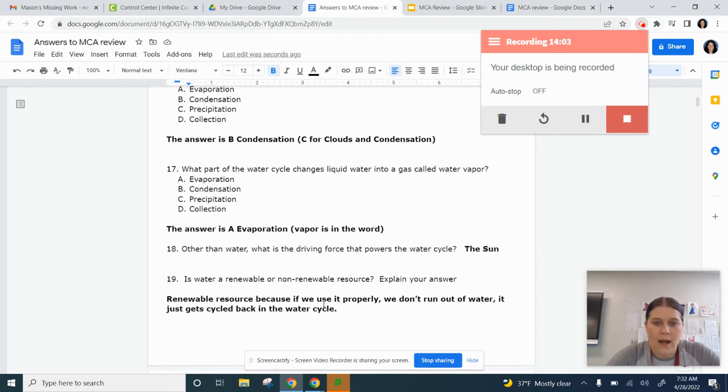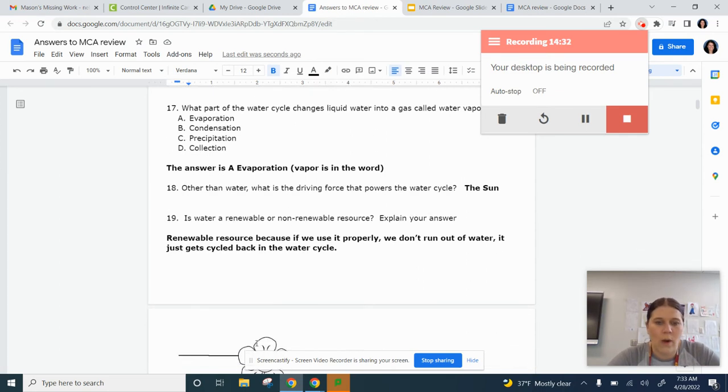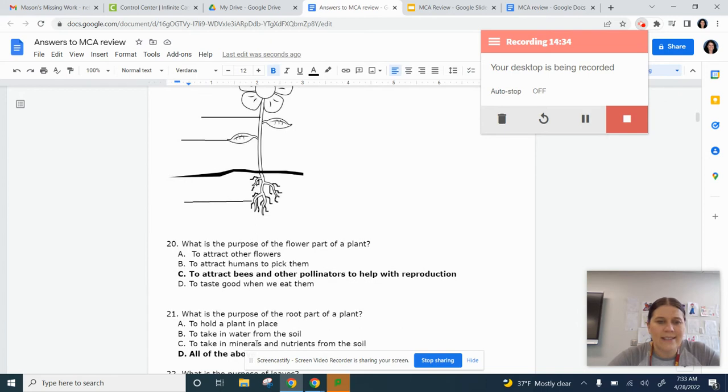A. 18 should have been the sun. Can't do the water cycle without the sun. 19, renewable resource, because if we use water properly, we don't run out of it, and it's just cycled through over and over and over. Non-renewables are things like rocks and oil and minerals and diamonds and gas. When we use them, we can't get them back. Non-renewable takes millions of years, and once we use it, it's gone. So water's renewable. 20 is C.